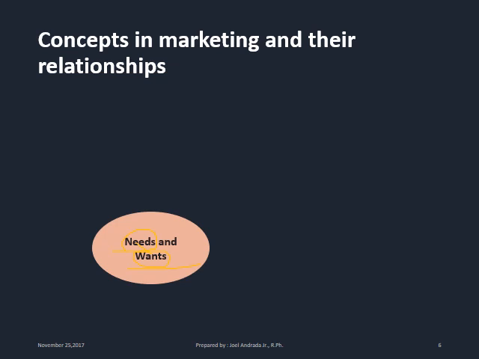So, knowing the needs and wants, our second concept is the people, right? This would be the first concept, the needs and wants, and the second concept, the people. So, in marketing, we are going to satisfy the needs and the wants of the people. We are going to address these needs and wants. How? The question is how. How can we address the needs and the wants of the people?